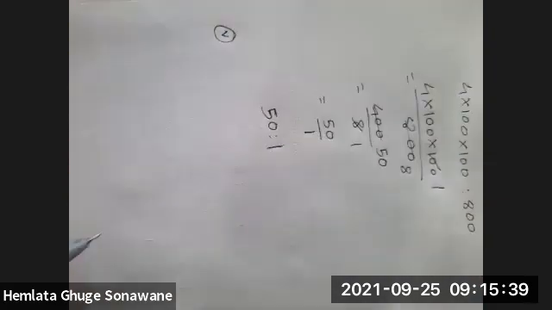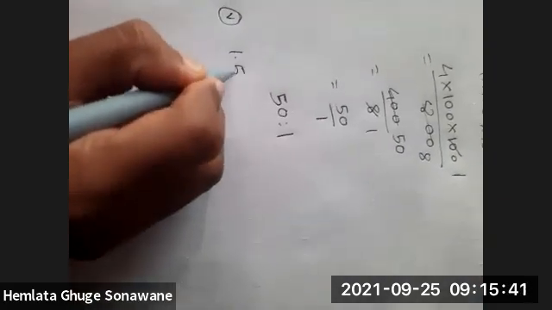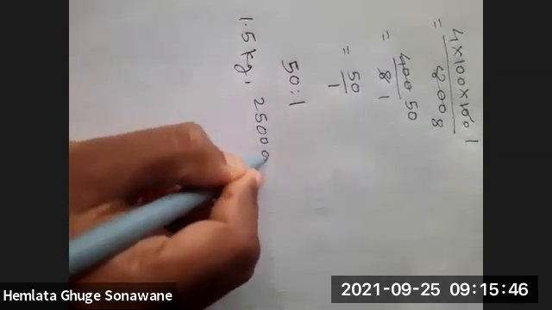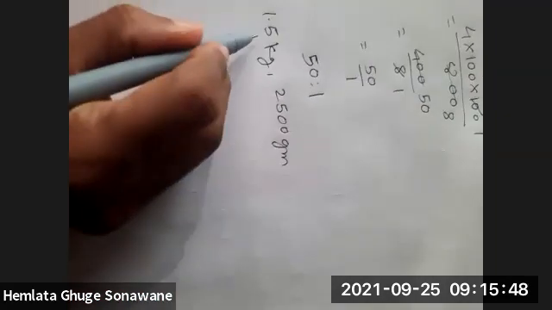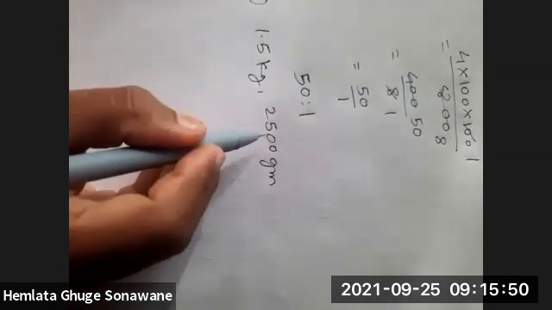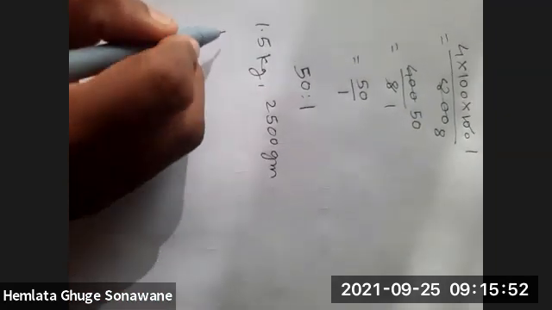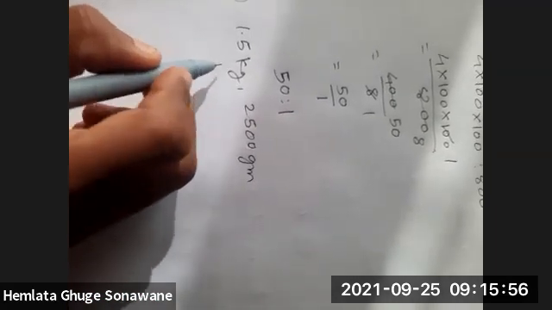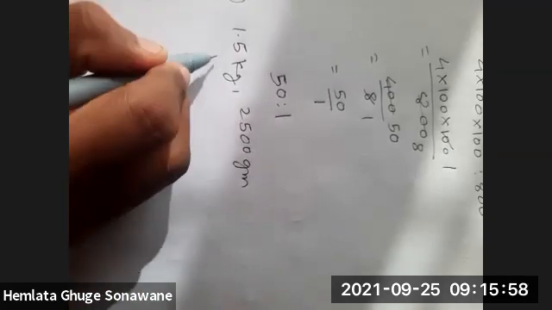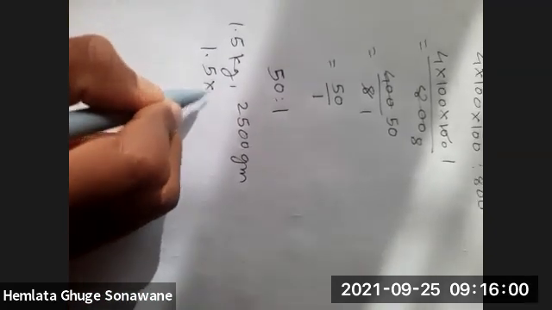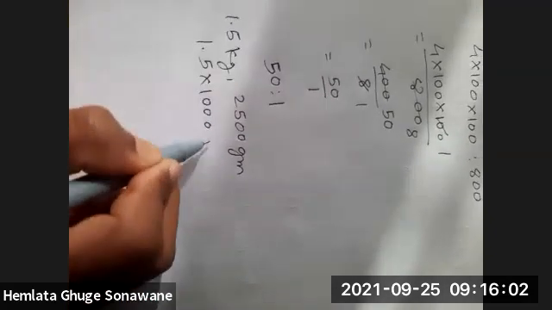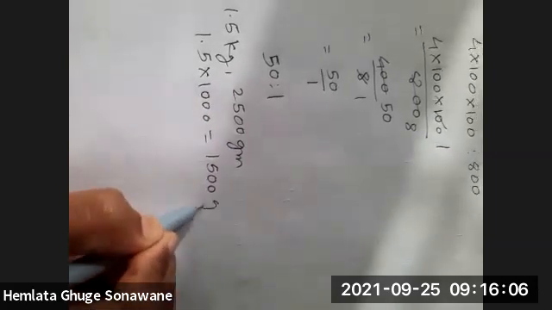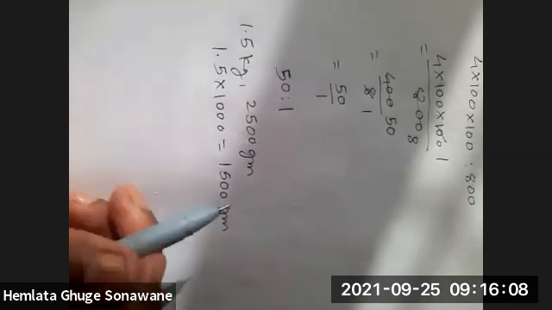Fifth example, 1.5 kg and 2500 grams. Now we have to convert this 1.5 kg into gram. We know that 1 kg is 1000 grams. So we'll multiply 1.5 with 1000. It becomes 1500 grams. Now we'll take the ratio for this.